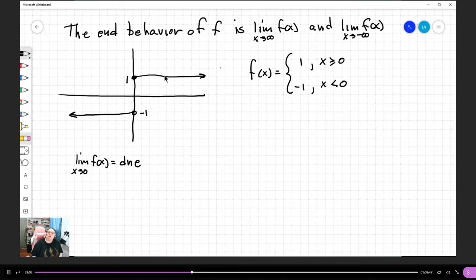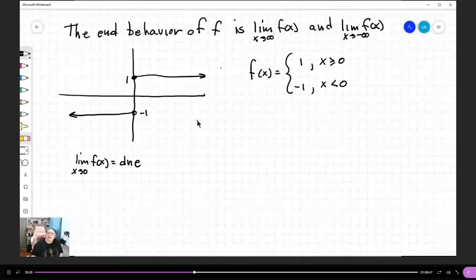Because when I approach 0 from the right along this path, I go to 1. And when I approach along this path from the left, I go to -1. And those values aren't the same. Right? So the notation that we use for that is that little plus or minus after the number. Okay? All right, so the limit, let's see, I'll start on the left.